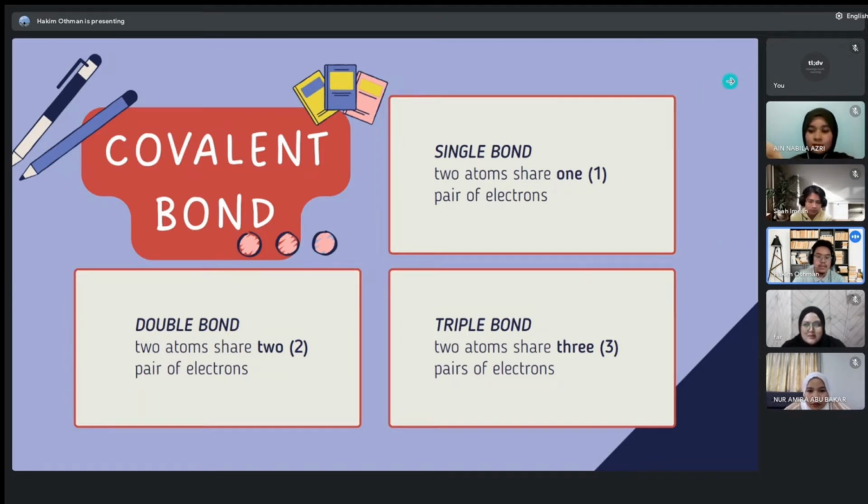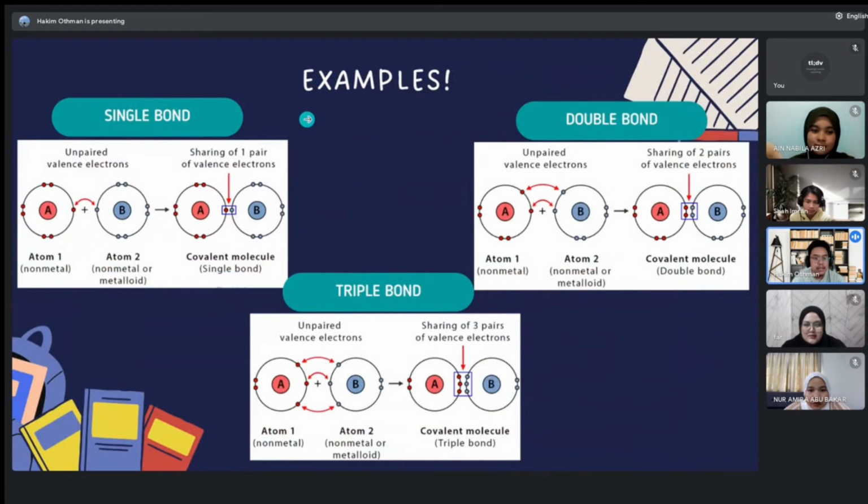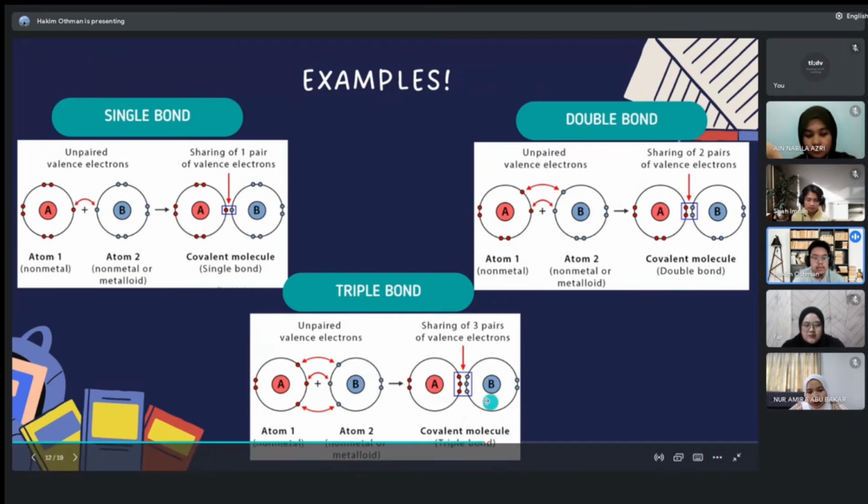Okay, so this is the formation of covalent bond. As you guys can see, atom 1 is non-metal and atom 2 is either non-metal or metalloid. They will share 1 pair of valence electrons and form a covalent bond called single bond. The second one is double bond, the same as single bond, but this time they share 2 pairs of electrons and will form a covalent bond called double bond. For triple bond, they share 3 pairs of valence electrons and will form a covalent bond called triple bond. All right, do you guys get it? Do you guys understand?